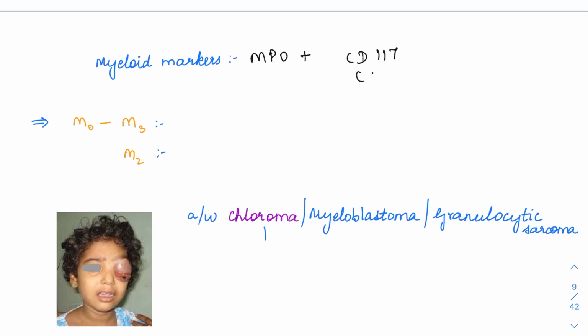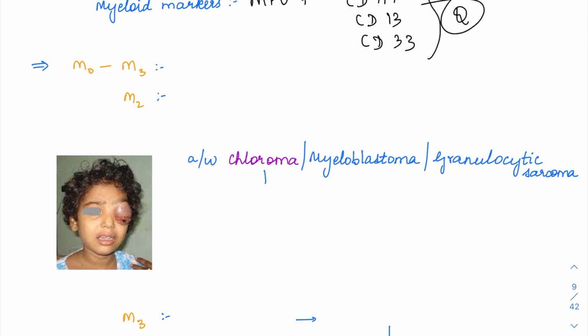Apart from that, CD117, CD13 and CD33. You need to remember this. These are all the myeloid markers. So we'll see specific points about this FAB classification of myeloid leukemias.